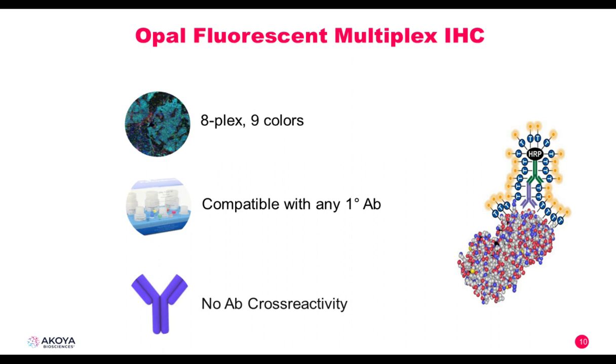OPAL multiplex IHC is different. OPAL allows you to do up to 8 biomarkers on a section. It's compatible with any primary antibody, regardless of species. As long as you have a secondary HRP for your primary antibody, you can use it with OPAL. And you don't have to worry about cross-reactivity because after we do one round of OPAL staining, we strip those antibodies.